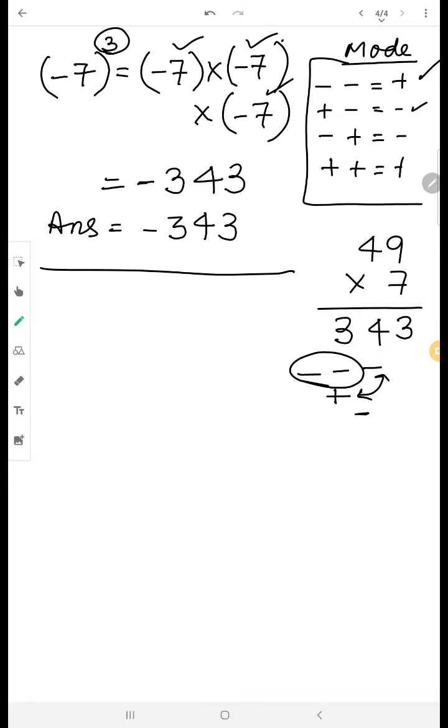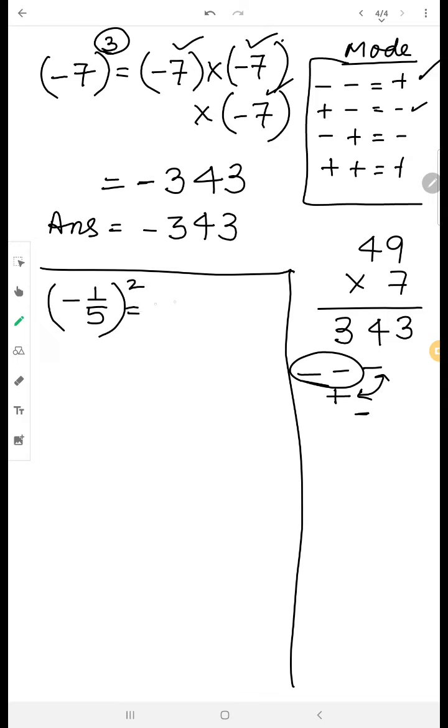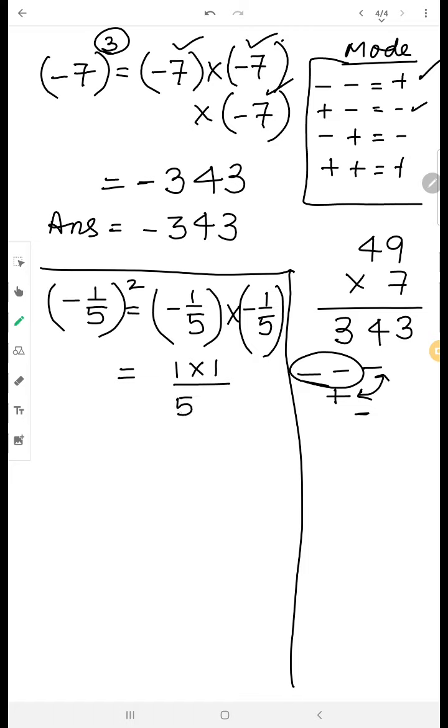In fractional numbers, what do we do? Suppose I have got minus 1/5 whole squared. What does it mean? First, I know that minus 1/5 is getting multiplied by itself twice. So don't forget to put the bracket in case of negative numbers. Otherwise, you may get confused with the negative sign as well as the multiplication sign. So first, I'm going to calculate 1 times 1, 5 times 5. So 1 times 1 is 1 and 5 times 5 is 25.